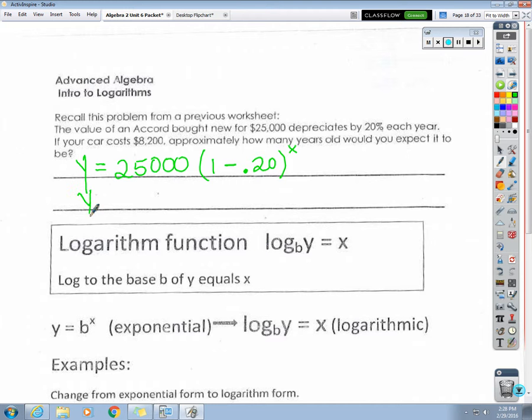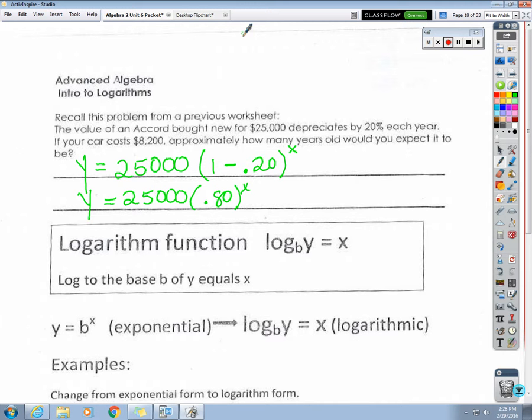Now, you could also go ahead and rewrite this as 25,000 times what? 1 minus 0.20, so 0.80. Okay, and that's basically saying that your $25,000 car is only worth 80% of its original value, or its previous year's value, because 1 minus 0.20.